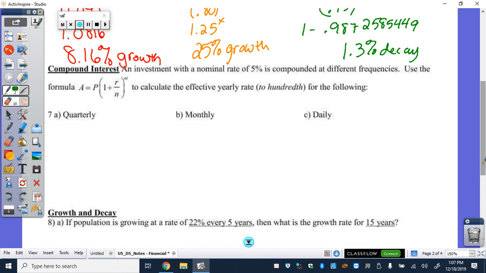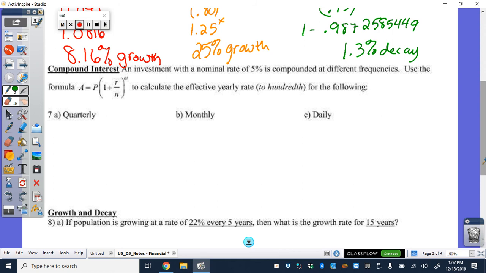All right, next one, let's take a look at this. When you are looking at bank accounts, trying to figure out which one's going to be best for your investment, depending on how it's compounded, it actually gives you different interest rates at the end of the year. So for this one, we have an investment with a nominal rate of 5% that is compounded at different frequencies. Use the formula there to calculate the effective yearly rate to the nearest hundredth for the following.